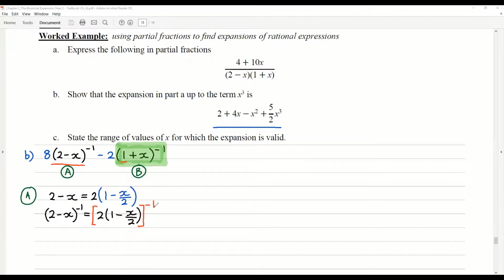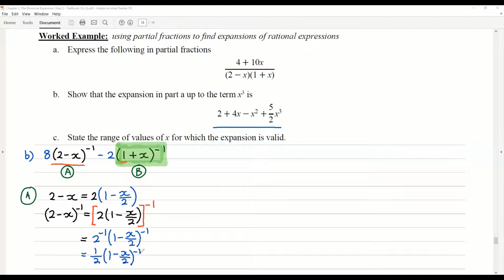All right, now we can separate out the 2 factors and raise them both separately to the power -1. So this is of course equal to 2 to the power -1 multiplied by 1 subtract x over 2 to the power -1. And we have one step, we can just tidy this up. 2 to the power -1 is of course just 1/2 multiplied by 1 subtract x over 2 to the power -1. So there we have it.